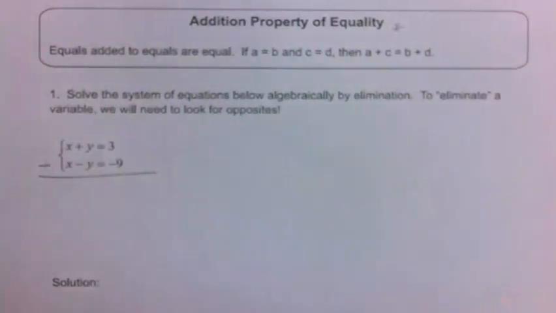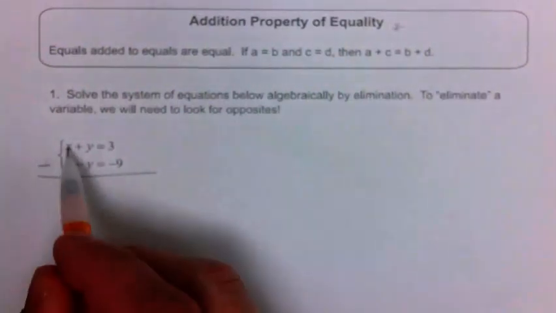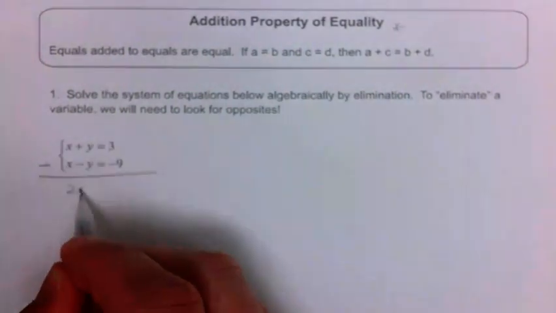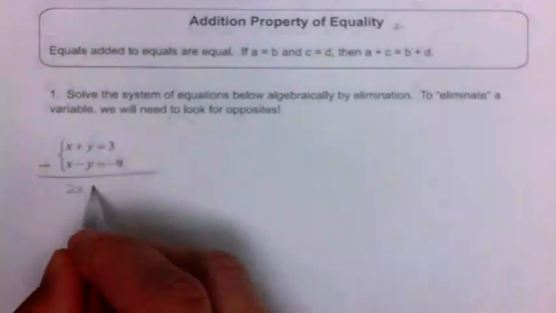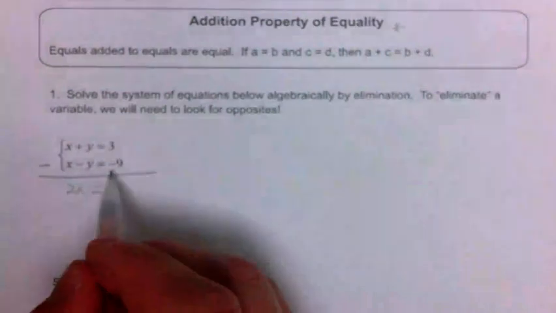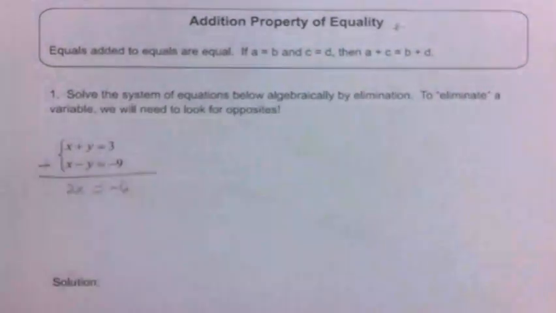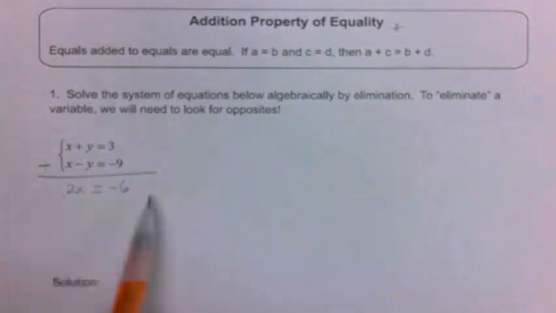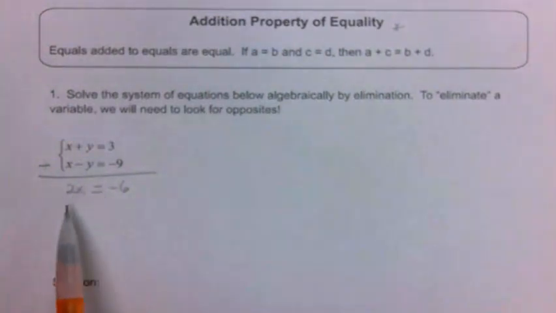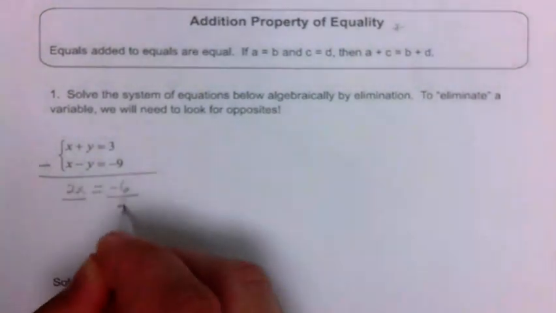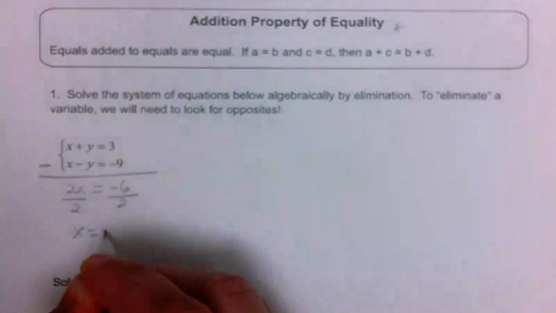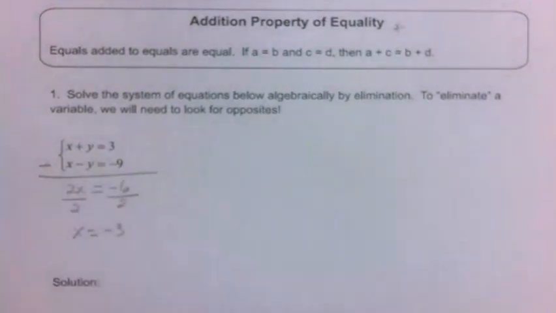When your equations have opposites, you can simply add the two equations together, and this will eliminate the opposites from the system. So if we go ahead and do this, x plus x is going to be 2x, y plus negative y is going to be 0, so that's eliminating the variable y, and it's going to equal 3 plus negative 9, which is equal to negative 6. So now in my equation, I don't have a y variable anymore since it's been eliminated. 2x is negative 6. To figure out what x is, I'm going to divide each side by 2, which means that x is negative 3.